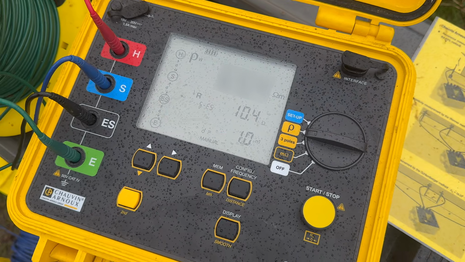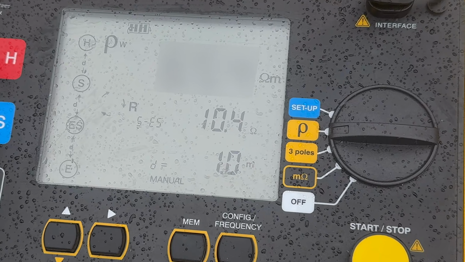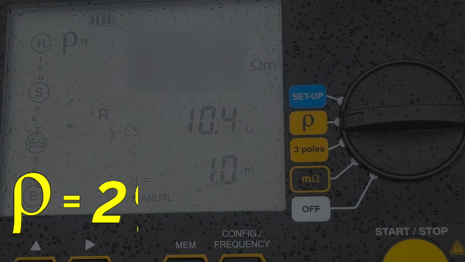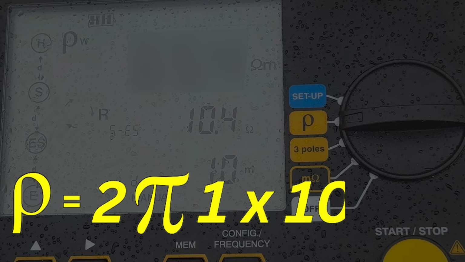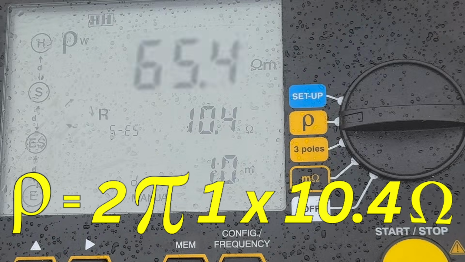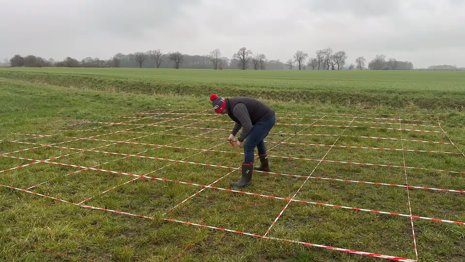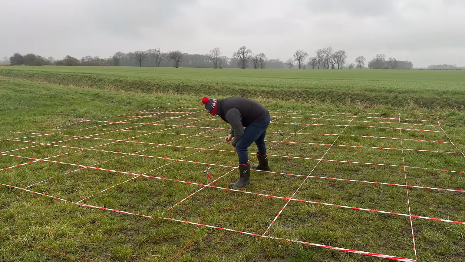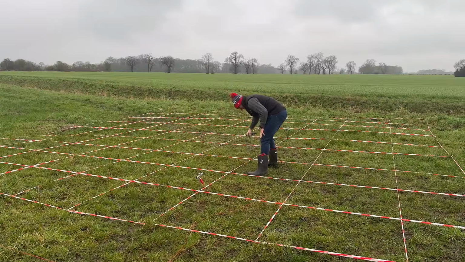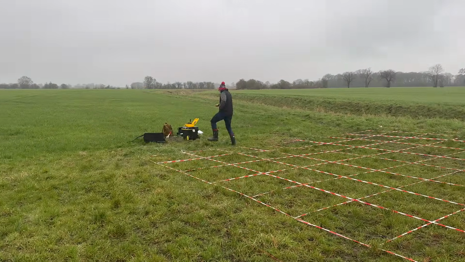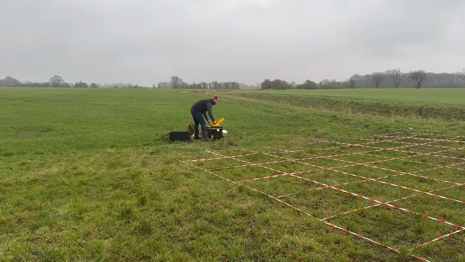We got a resistance of 10.4 ohms, so let's work that out into our formula. 2π multiplied by 1 metre multiplied by 10.4 ohms equals 65 ohm metres. By repeating the test across the grid, we can build up a picture of how resistivity varies across the site. And with the aid of some clever editing, we got this grid tested in no time at all.